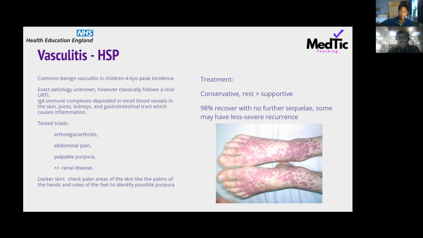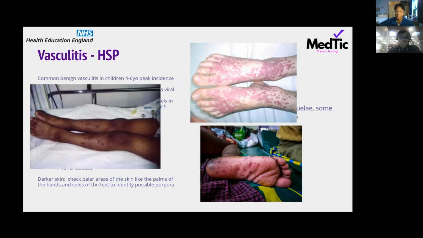Alrighty, so as promised, here's what HSP looks like on slightly darker skin tones. Also, on the bottom right, I've tried to put, as per the NHS England recommendation, the soles and hands, so you can see that it's a purpuric palpable rash. As on the left-hand side, you can see that it doesn't look the same as the classic HSP rash that you see in the textbook on lighter-skinned individuals.